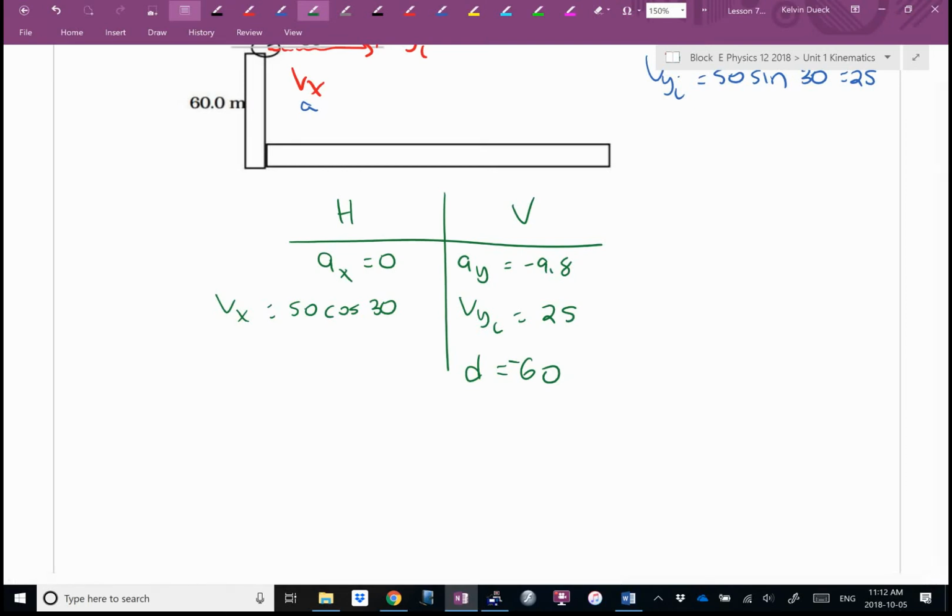Tim, what's this question asking me to find? Which column do I know three things in? How many things do I know here? How many things do I know here? I'm going to solve this vertically. Looking for an equation that has an A, a VI, a D, and a T in it. There is one.